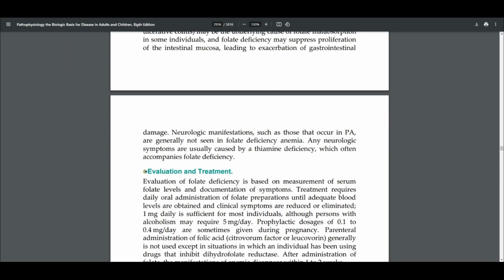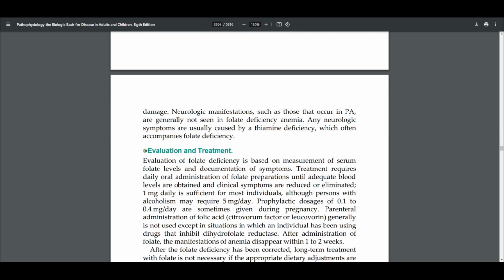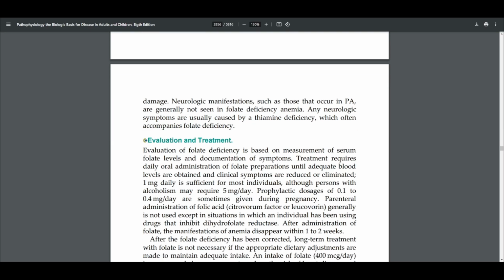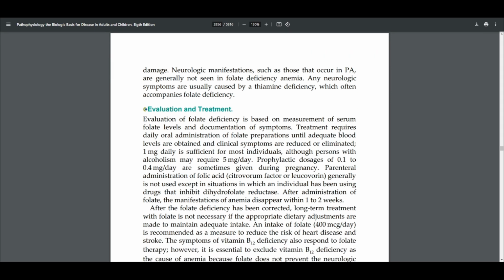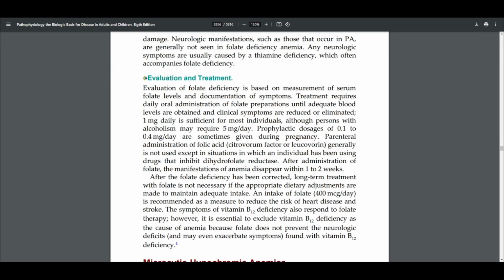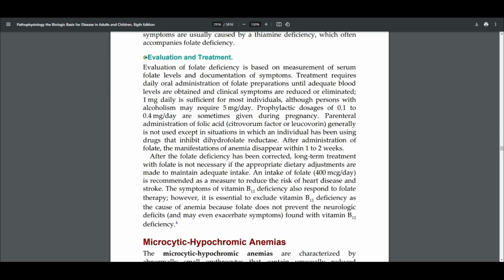Neurologic manifestations, such as those that occur in pernicious anemia, are generally not seen in folate deficiency anemias. Any kind of neurologic symptoms are usually caused by a thiamine deficiency, which often accompanies folate deficiencies. So, our evaluation of a folate deficiency is based on the measurement of serum folate levels and documentation of symptoms.